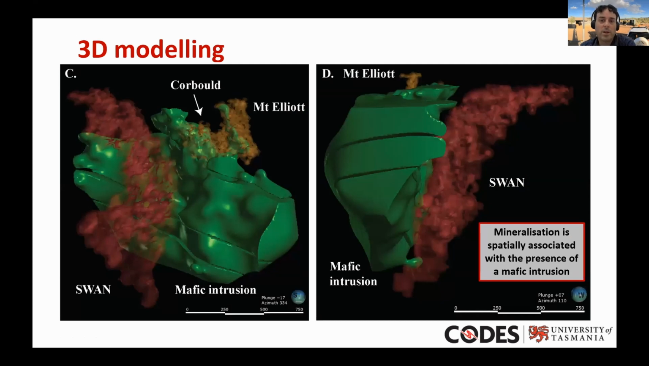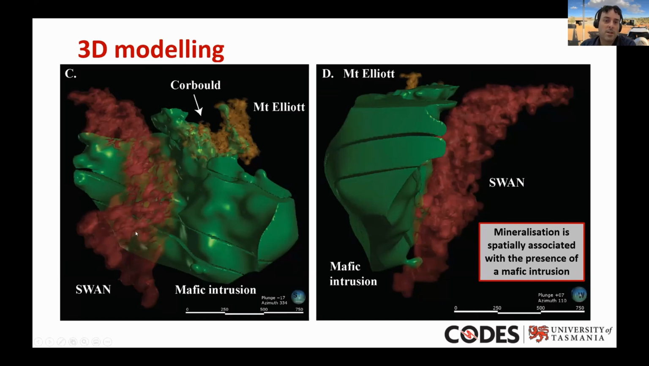If we look at where this intrusion is compared to the mineralization, we have made our own ore shells in Leapfrog as well, using the EDGE module. In yellow, you have the Mount Elliott Corbel surfaces. It says 0.25 copper equivalent surfaces. And in red, you have the SWAN surface.